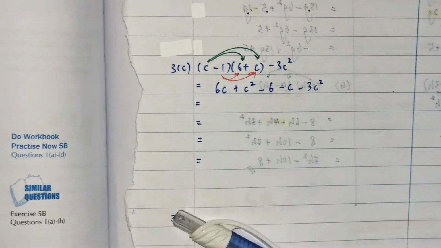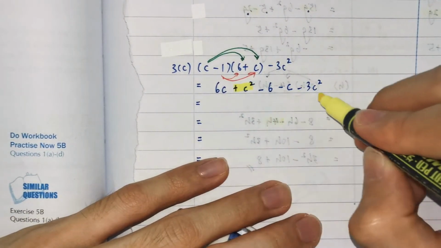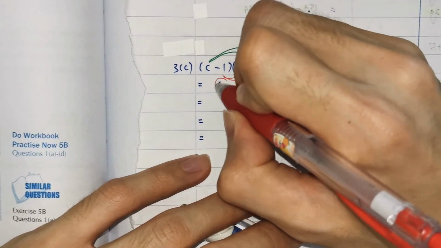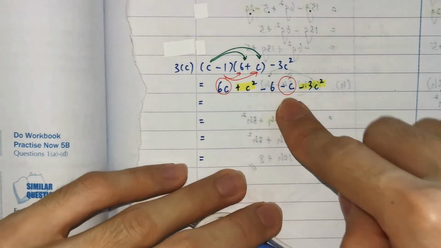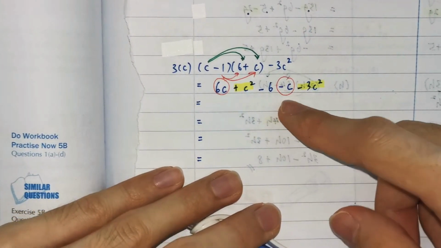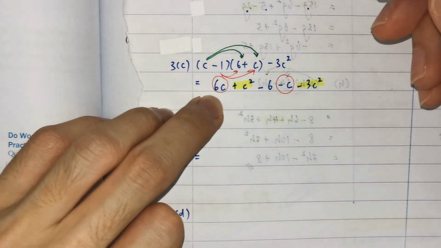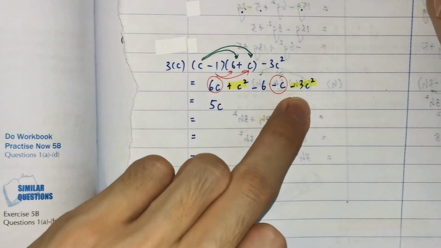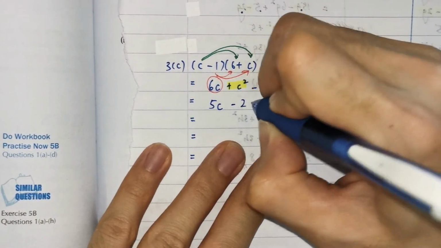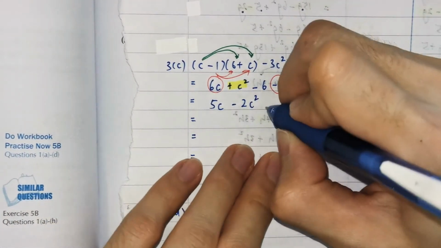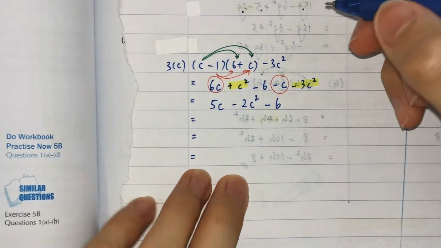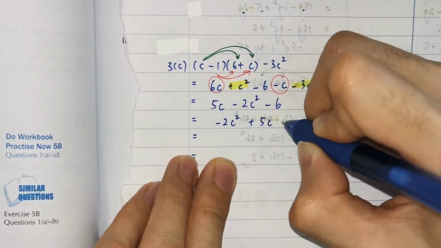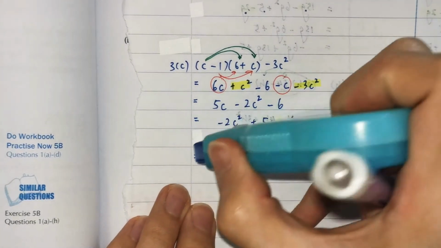So now I highlight all the like terms. Okay, so in exam, please use a pencil to circle the terms, so they won't be so confusing. Okay, so 6c minus c will be 5c. So c squared minus 3c squared will be minus 2c squared. And negative 6 is alone, so I'll just write it down, negative 6. So now I need to rearrange the terms. Highest power first, negative 2c squared plus 5c minus 6. So this one will be my answer.